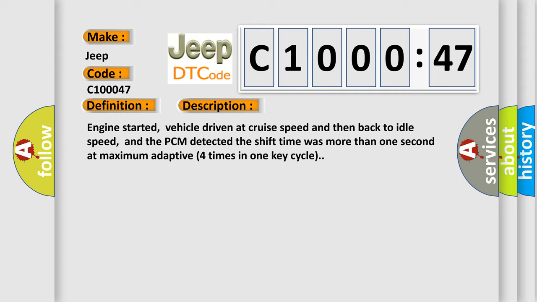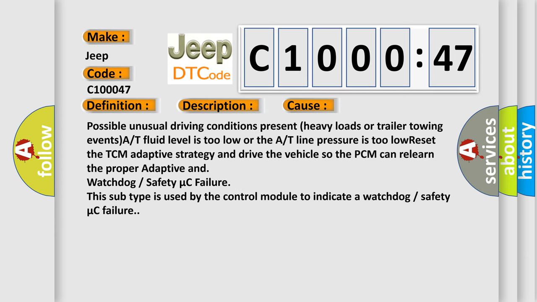This diagnostic error occurs most often in these cases: possible unusual driving conditions present, heavy loads or trailer towing events, A/T fluid level is too low, or the A/T line pressure is too low. Reset the TCM adaptive strategy and drive the vehicle so the PCM can relearn the proper adaptive. And watchdog or safety micro C failure. This subtype is used by the control module to indicate a watchdog or safety micro C failure.